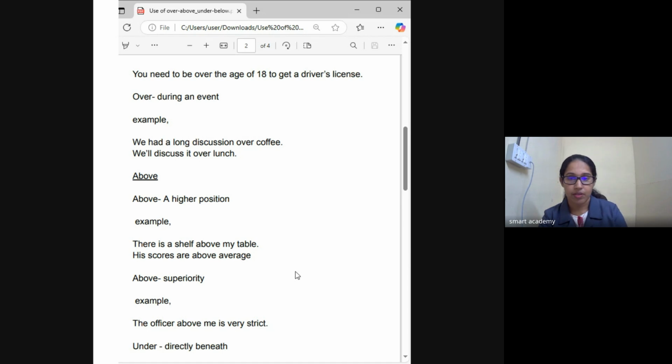The clock is above the shelf or sofa, whatever it is. The penny is above the shelf. Above means at a higher position. The next use of above is to show superiority. His position is higher.